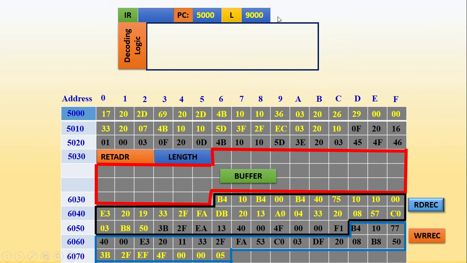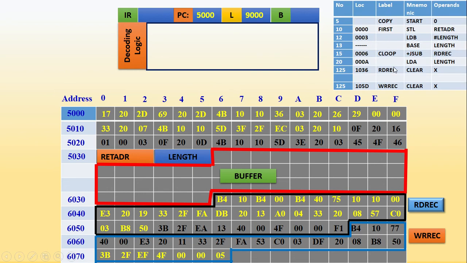Next we have one more register by name B register, and so many other registers will be there, A, S, T, F and so on. All those registers are not shown here. For the sake of clarity and understanding, I will display one snapshot of the program here. Now let us see how the microprocessor executes the instruction.